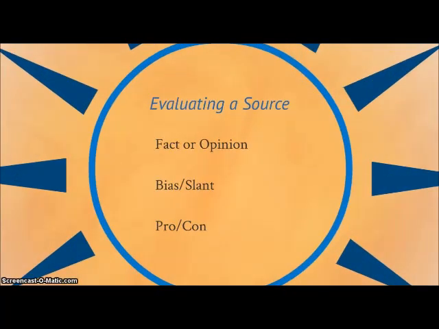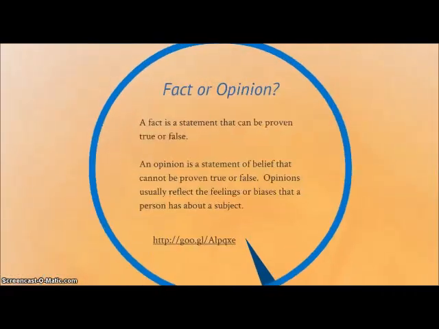Now, in this case, I'm not talking about determining if the author is an expert and things like that. What I'm talking about today is evaluating the source to determine if they're mostly providing facts or opinions, if they have a bias, otherwise known as a slant, toward one side or another, or if the article is stating either a pro or a con to a certain topic, or maybe they're providing you a little bit of both. So let's go ahead and take a look.